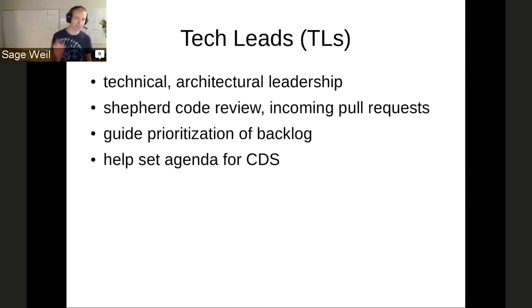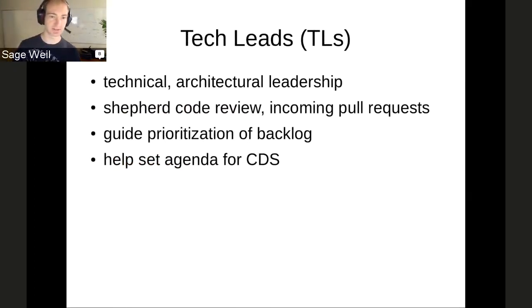I wanted to talk about one thing that's a little bit new though. I want to introduce the concept of a technical lead into the project. Up until this point, we've had an amorphous team and process as far as who is responsible for what. The idea with the tech lead is to identify somebody who has a technical architectural leadership role for a particular part of Ceph. Their responsibilities generally would be to shepherd the code review for that component, make sure that the requests and patches coming in are addressed, either revised, or told who should be reviewing it, or merged.